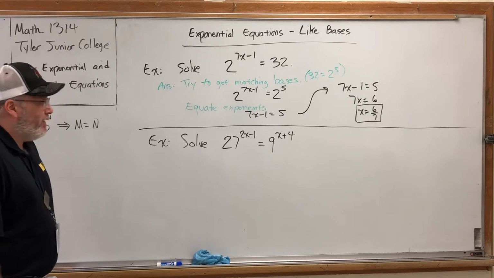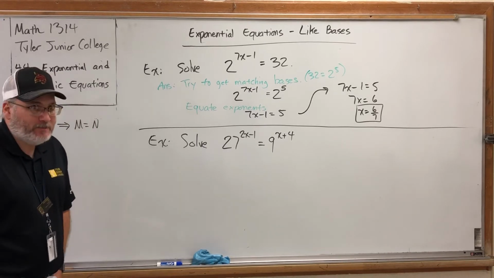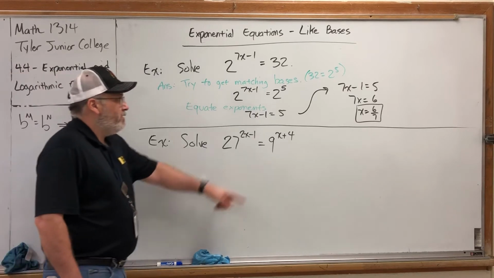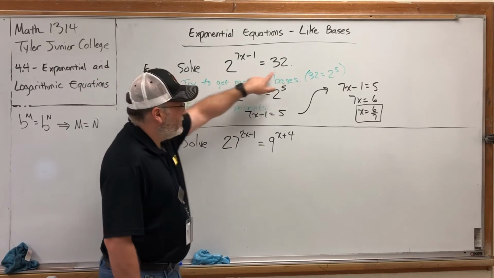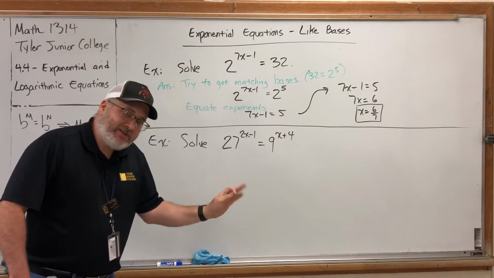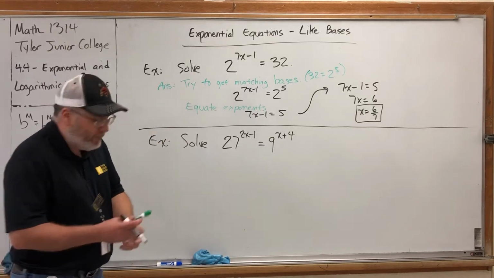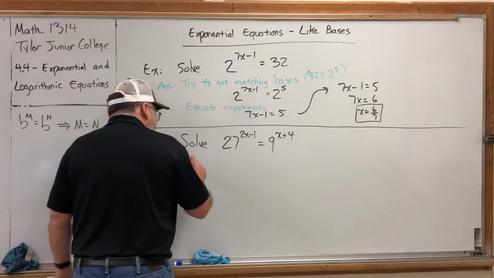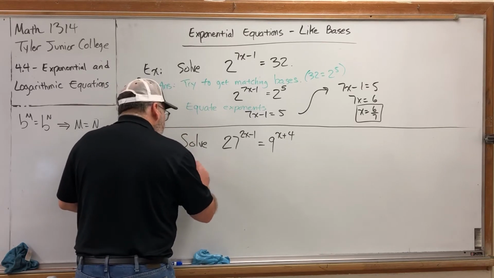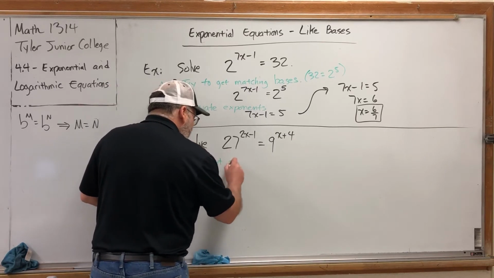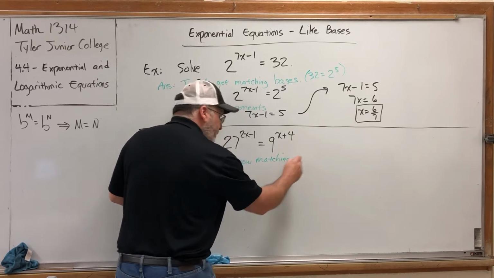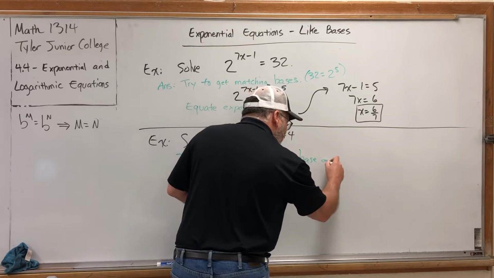But nobody said I only had to rewrite one base. I could possibly rewrite both. If one base is the power of the other, great, take advantage of that. If it's not, then try to rewrite both bases as powers of a smaller base. So now we're going to try to get a new matching base on both sides.